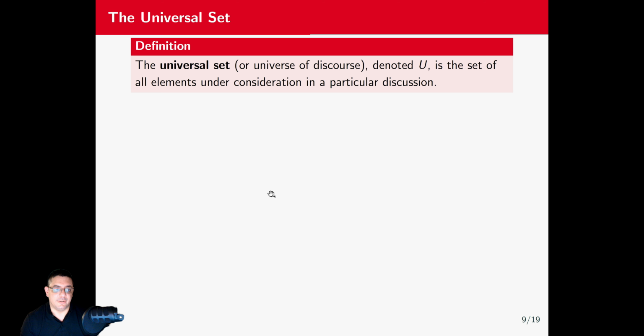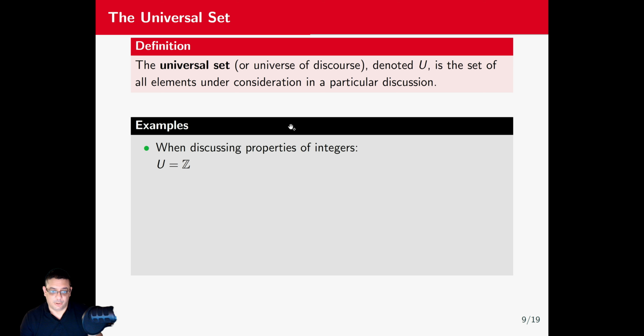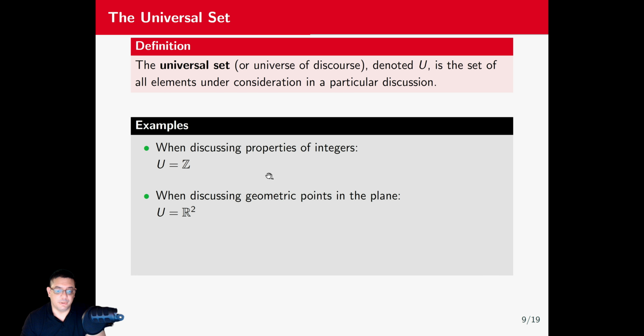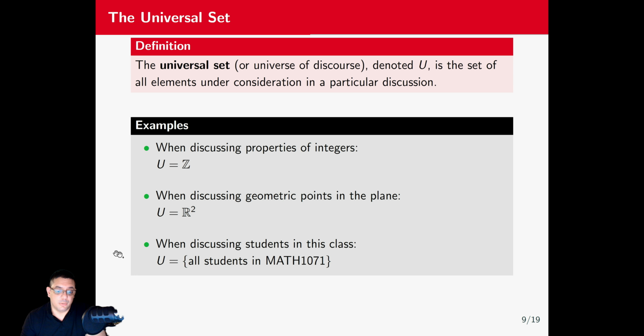Now, the universal set, or universe of discourse, denoted by U, is the set of all the elements under consideration for a particular discussion. So, for example, when discussing properties of the integers, we can talk about the universe being the integers. When discussing geometric points in the plane, we can say the universe is R². When discussing the students in this class, well, we're talking about all the students in Math 1071. The universe is a set that provides context for all the other sets in a discussion.